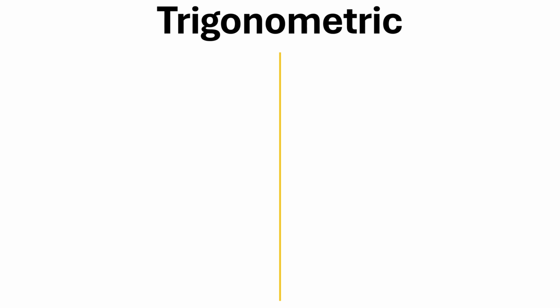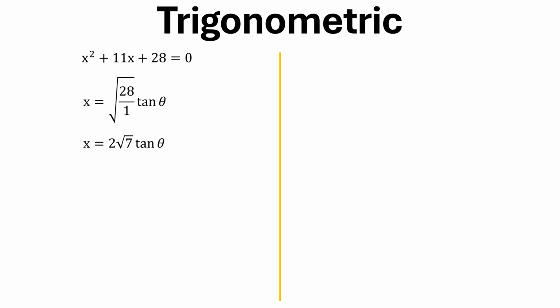Let us use the example x squared plus 11x plus 28 equals 0. x is equal to the square root of 28 over 1 tan theta, which simplifies to x is equal to 2 root 7 tan theta. Since the sign before c is positive, we are going to use sine 2 theta sub p, which is equal to 2 root 28 over 7.